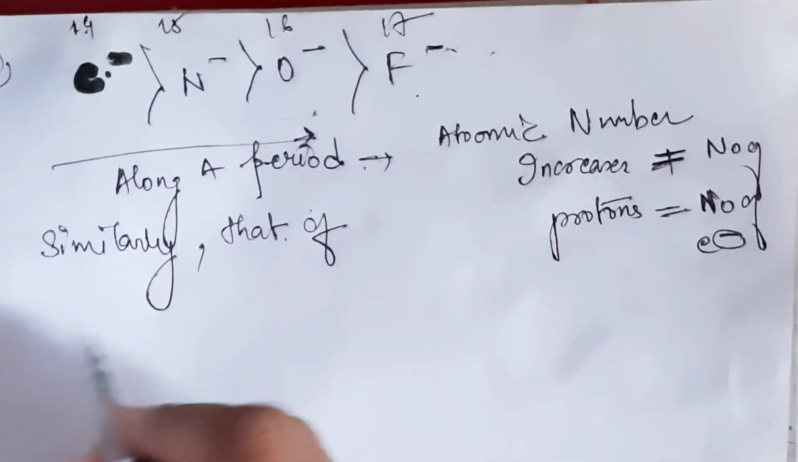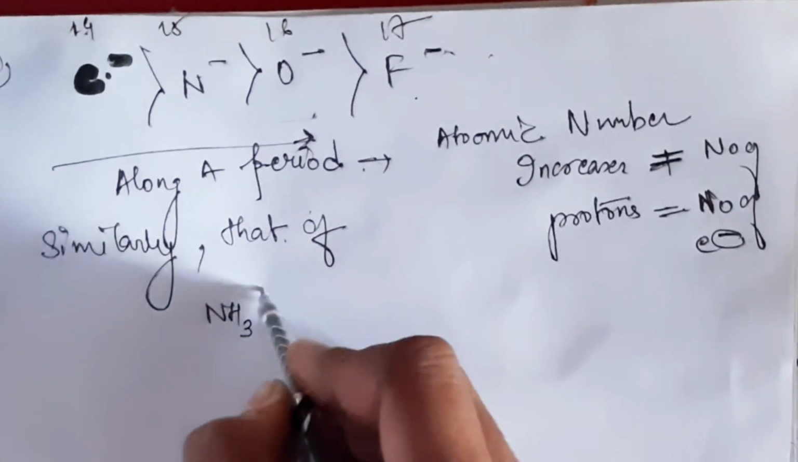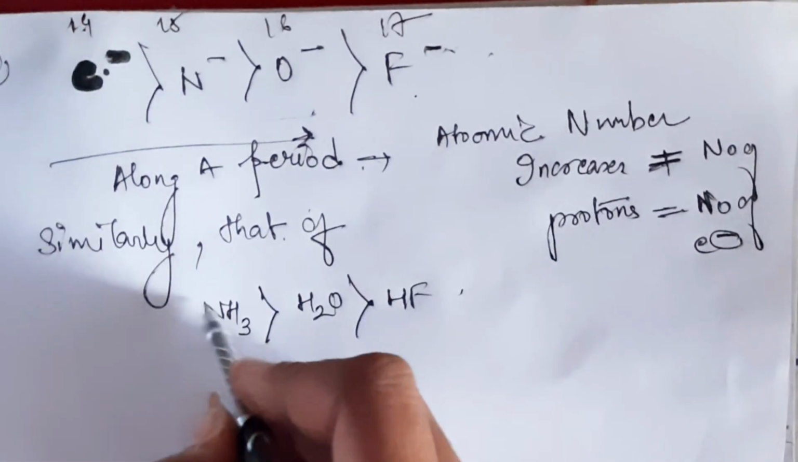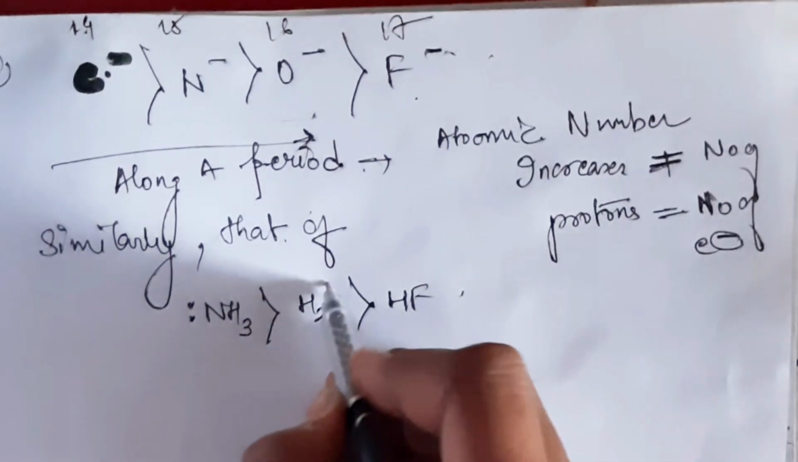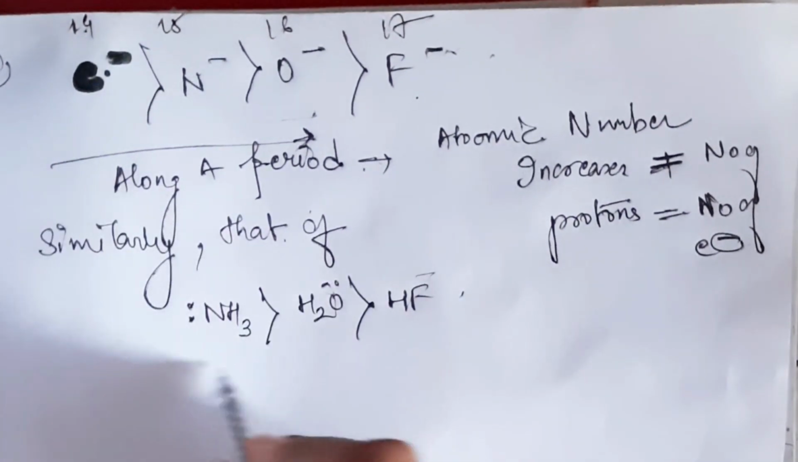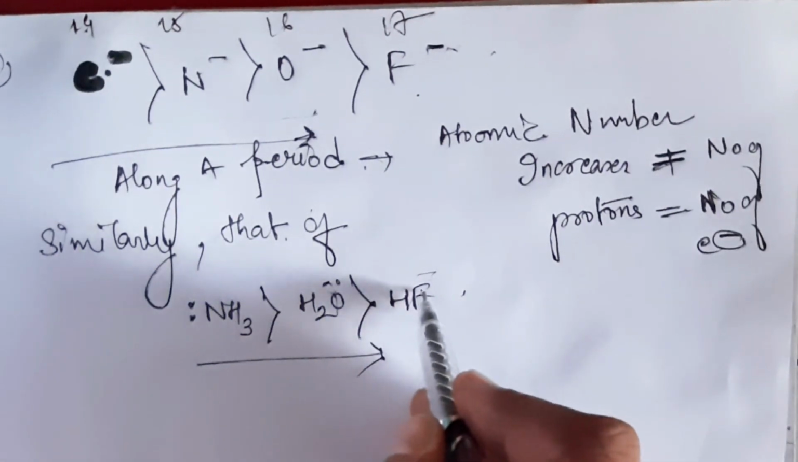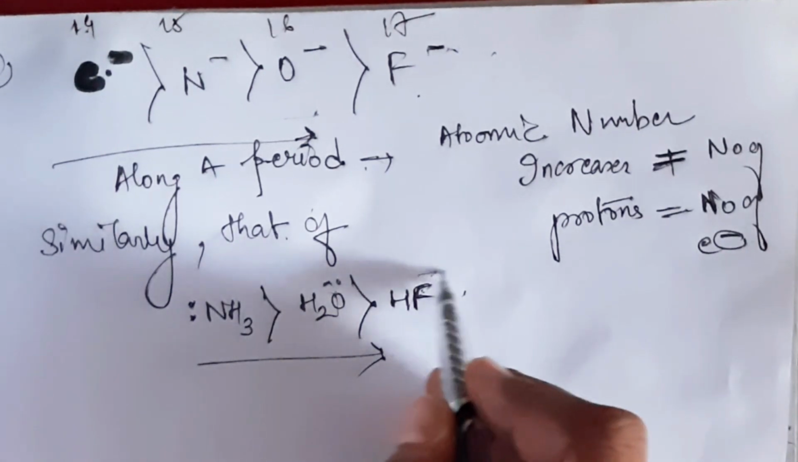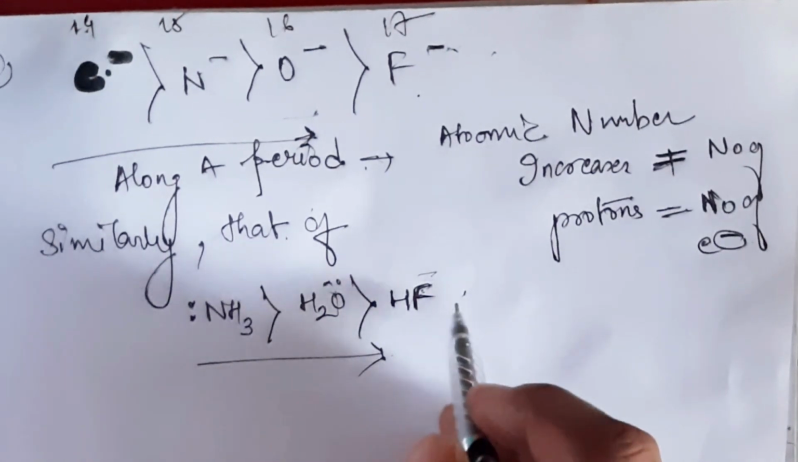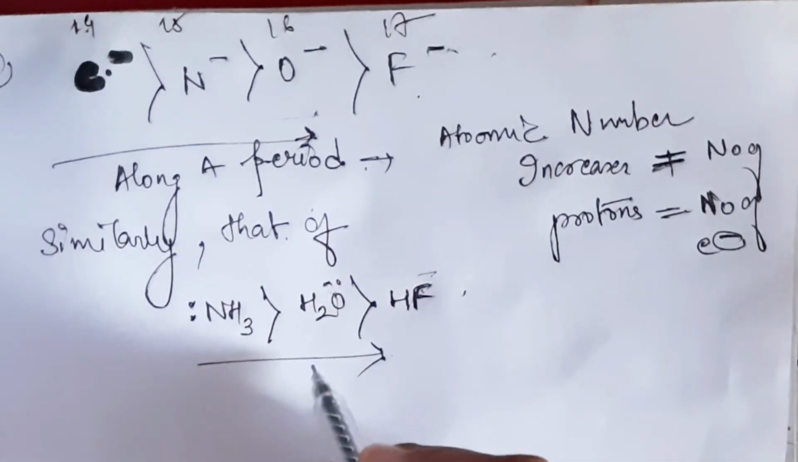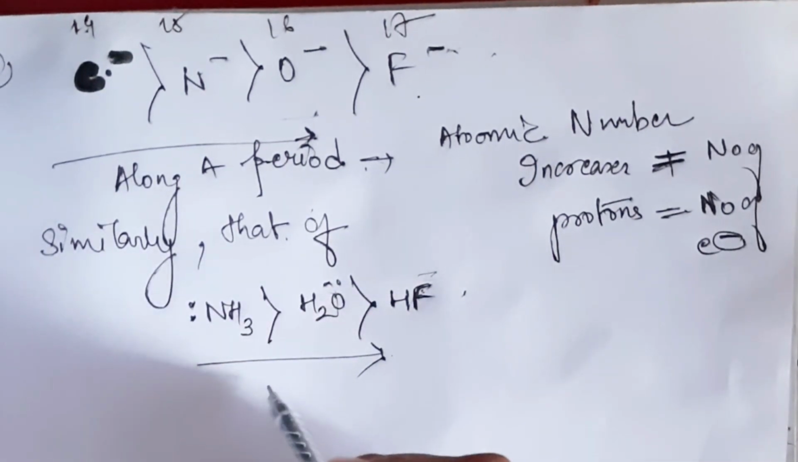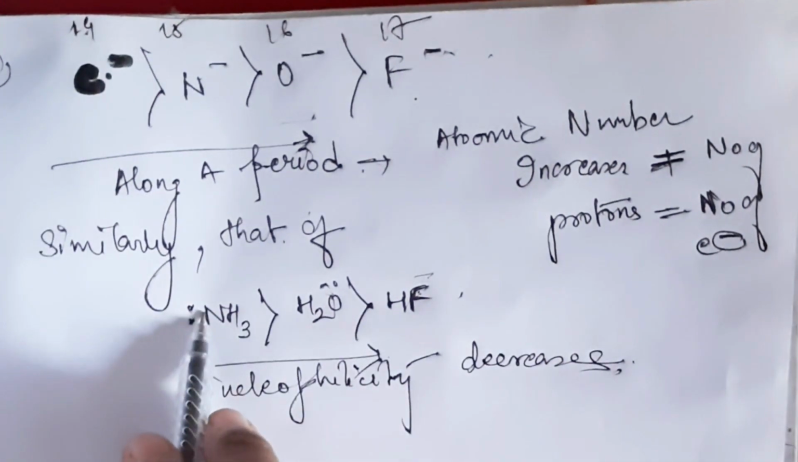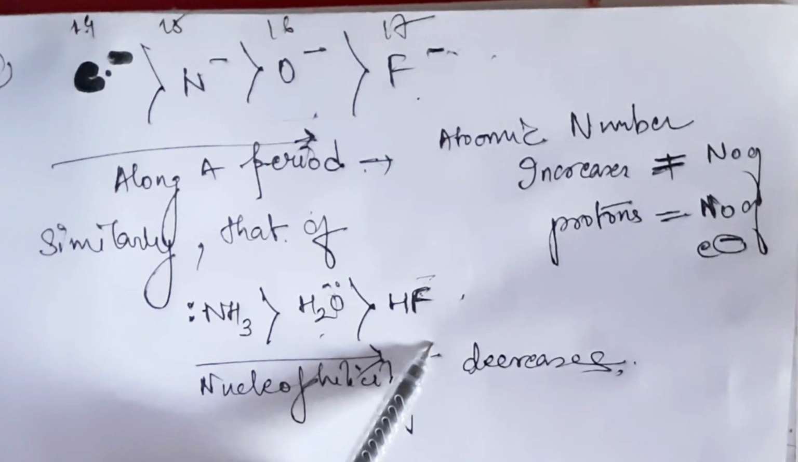Similarly, the nucleophilicity of ammonia, NH3, is more than water molecule and more than HF. See, NH3, ammonia, also is a nucleophile. This water also is a nucleophile, this becomes F minus. But because we are going along a period, F minus comes in group number 17. It will try to retain the electrons towards itself and complete its octet rather than giving them. So it is not a good nucleophile, it does not want to give. So that is nucleophilicity along a period. Ammonia is a better nucleophile than water, then F minus.